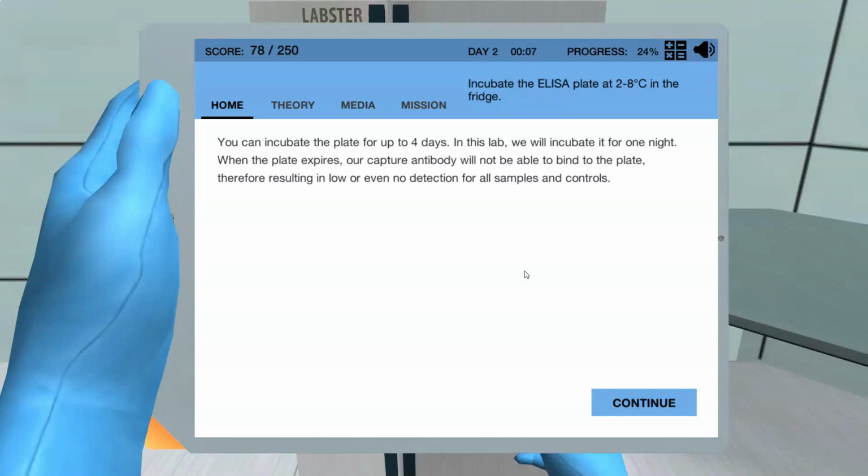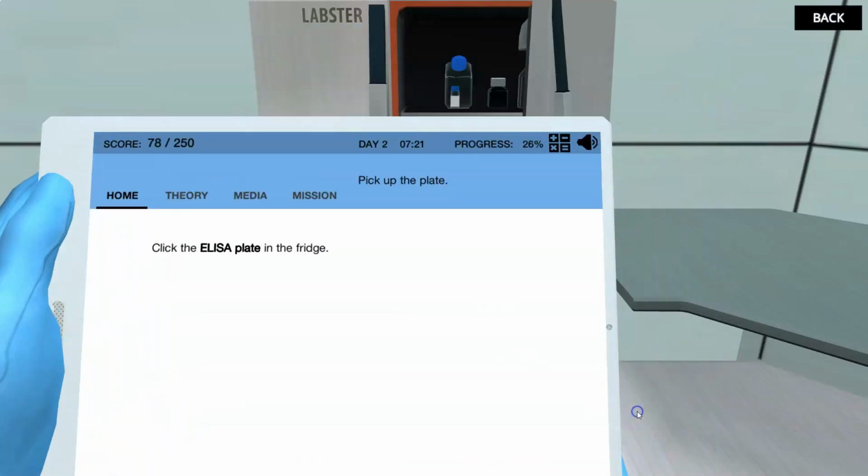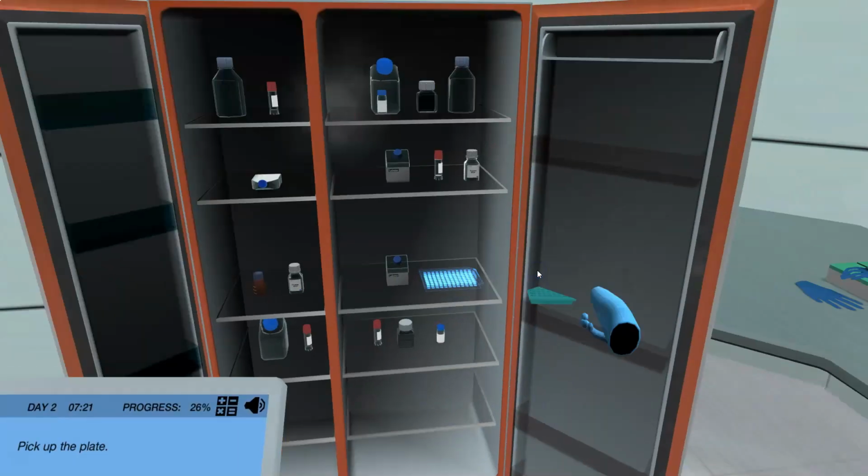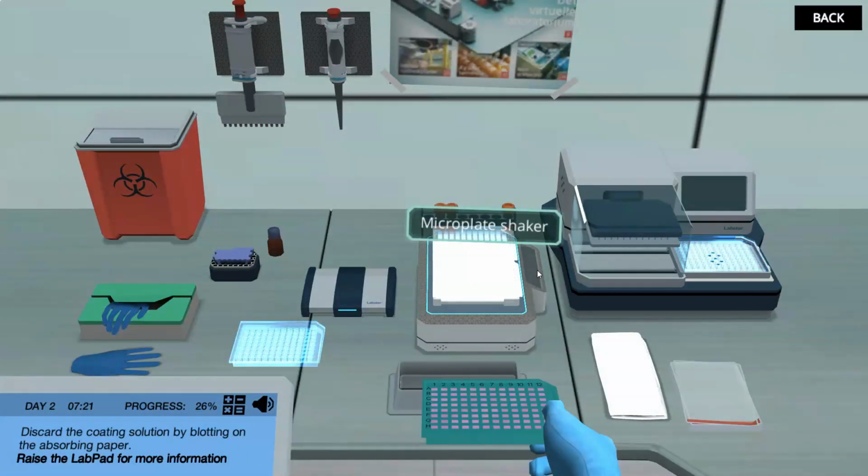When the plate expires, our capture antibody will not be able to bind to the plate, therefore resulting in low or even no detection for all samples and controls. Pick up the plate. Discard the coating solution by blotting on the absorbing paper.